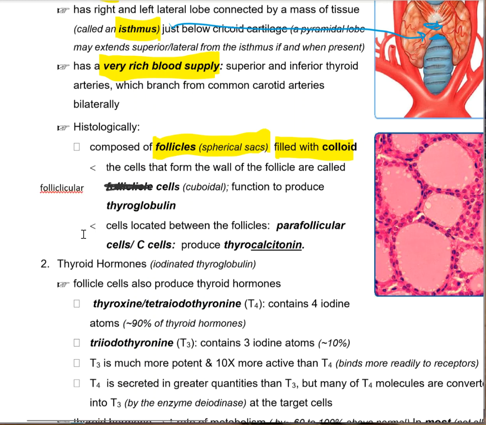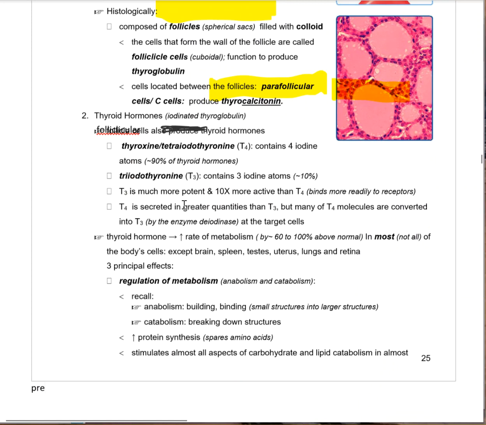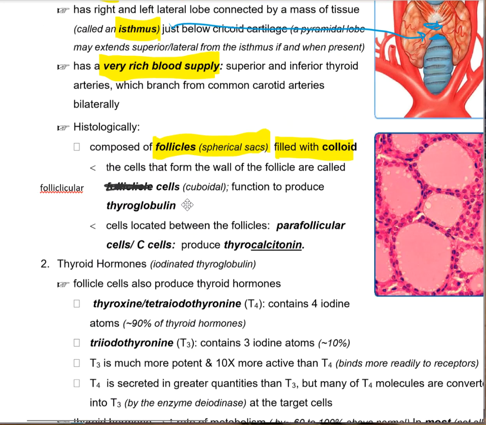Follicular cells, all right, cuboidal, and they function to produce thyroglobulin. And thyroglobulin is the precursor to T3 and T4.